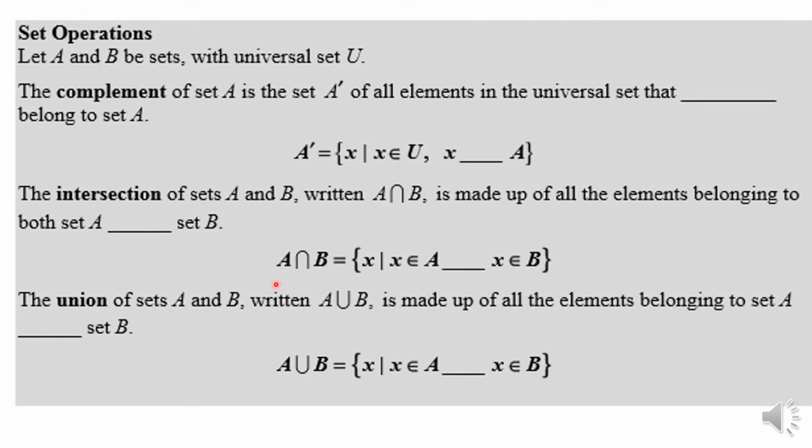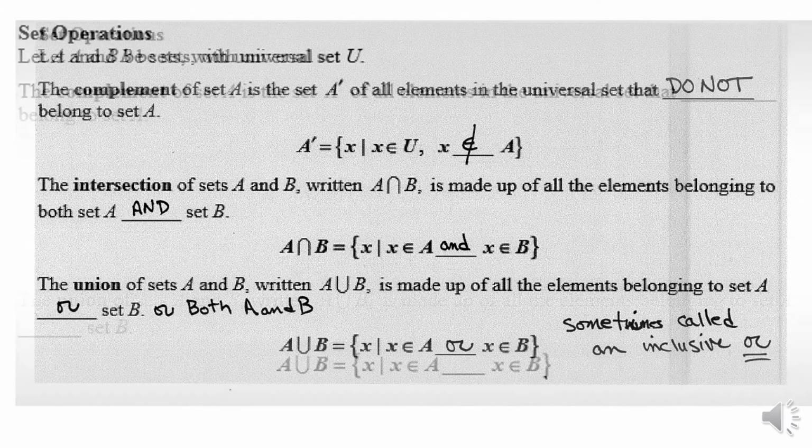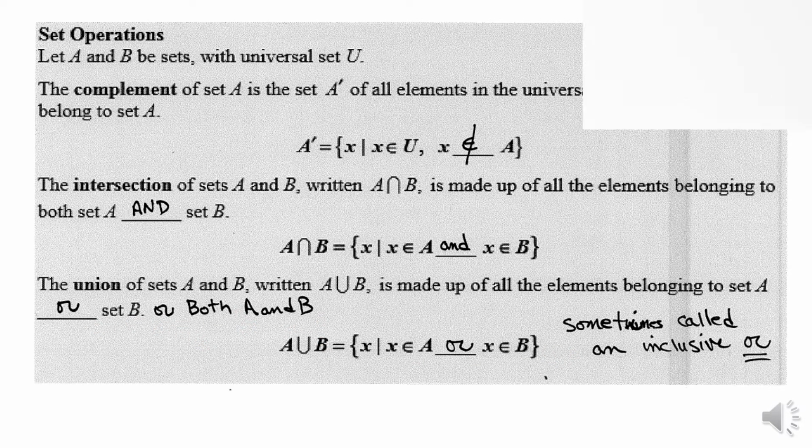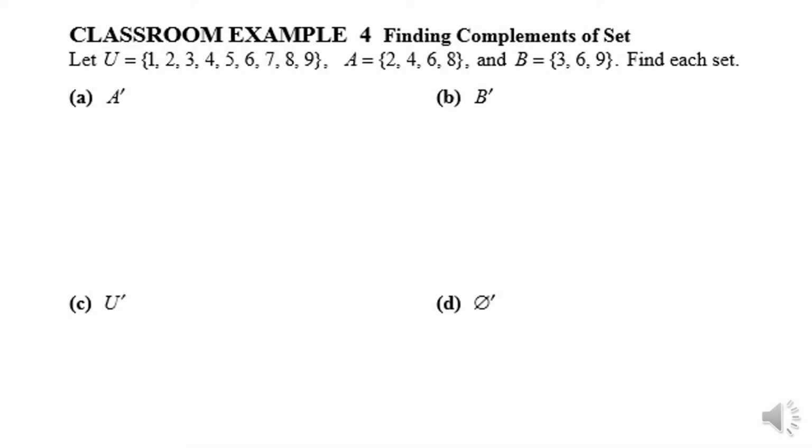Here's some fill in the blanks for set operations. I think I'll just let you read these. It defines the complement of a set, all elements that are in the universal set not in set A. The intersection of sets A and B is a set of elements that are in A and B simultaneously, and the union of sets A and B, written this way, is made up of all elements belonging to set A or set B, or even both set A and B. That's an inclusive or.